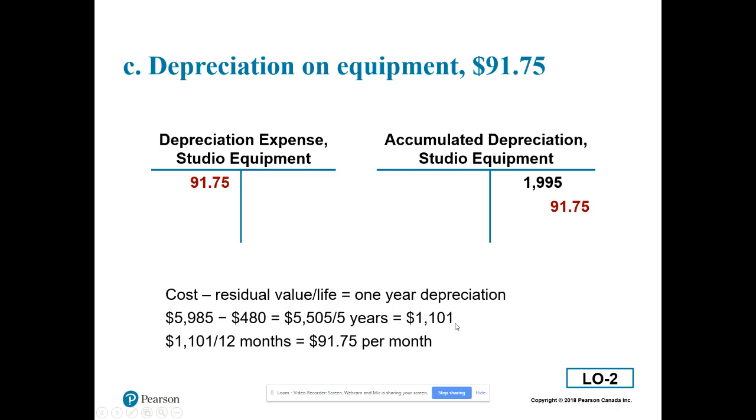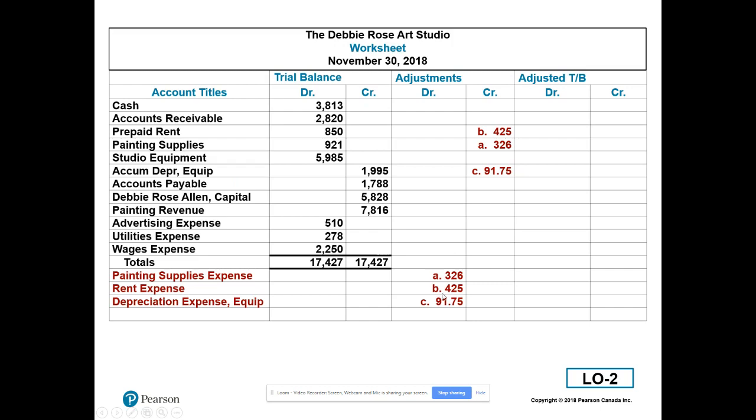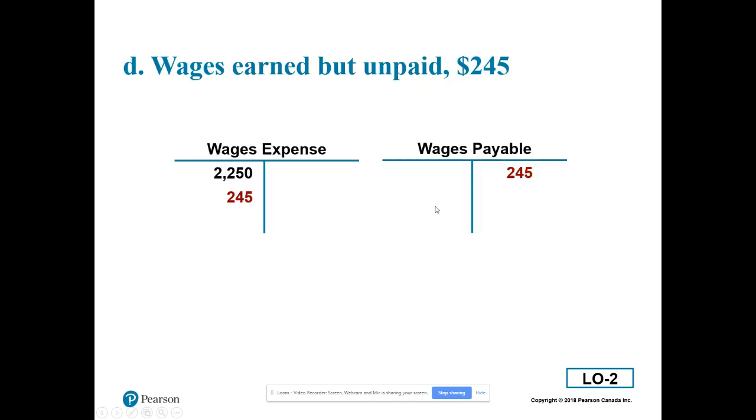Now, because we're doing a one month period, I need to figure out what the monthly depreciation is. So I take $1,101 divided by 12, which gives me $91.75 per month. I record the depreciation expense in my T account at $91.75, and my accumulated depreciation gets increased by $91.75. I put that into my adjustments. The depreciation expense was not showing, so I write it down, $91.75. This is an income statement account. And the accumulated depreciation, I'm increasing this by $91.75, so I record the credit.